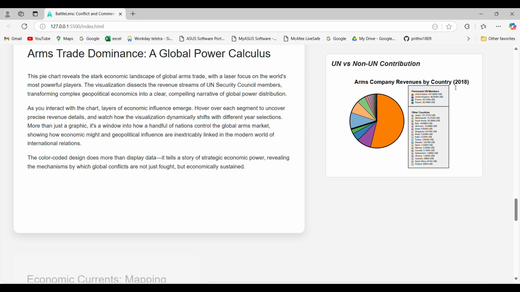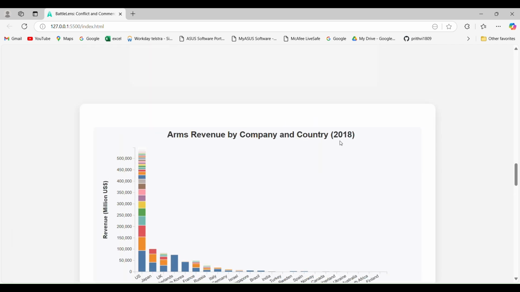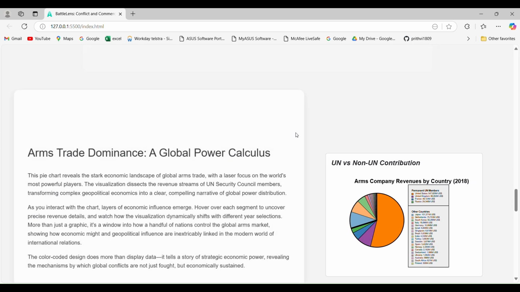Note, this diagram is also integrated with the timeline, as is this one. If we change the year, these diagrams are also dynamically updated.